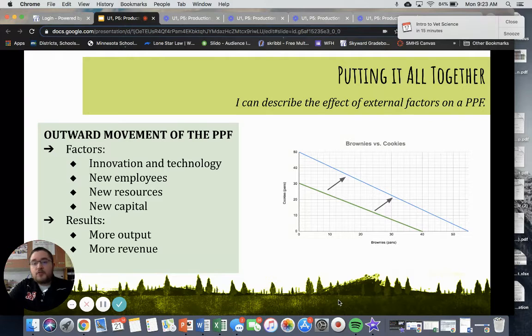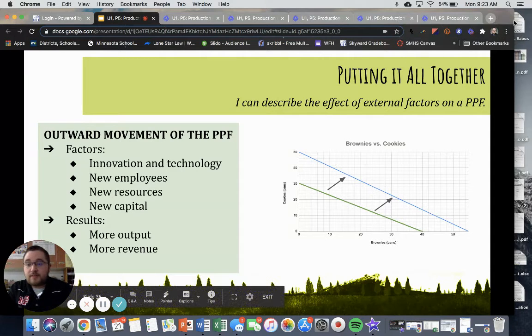Our third is new resources. If we were able to secure significant discounts on flour, sugar, or any of the inputs we have in our bakery, we will be able to shift our PPF curve out to the right because we have additional resources to assist us in producing our demand.